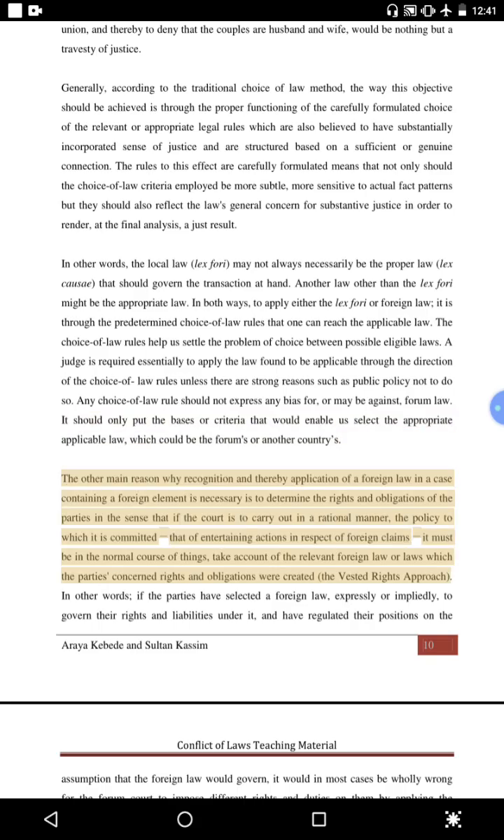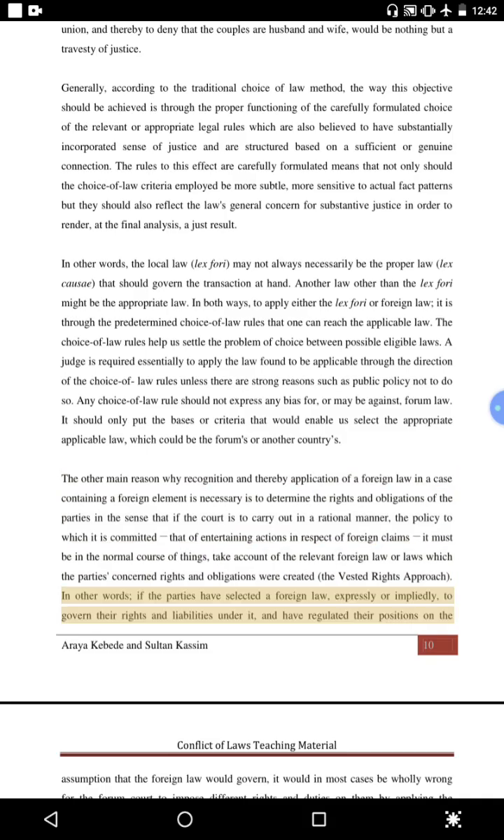The other main reason why recognition and thereby application of a foreign law in a case containing a foreign element is necessary is to determine the rights and obligations of the parties, in the sense that if the court is to carry out in a rational manner the policy to which it is committed, that of entertaining actions in respect of foreign claims, it must, in the normal course of things, take account of the relevant foreign law or laws under which the parties' rights and obligations were created: the vested rights approach.